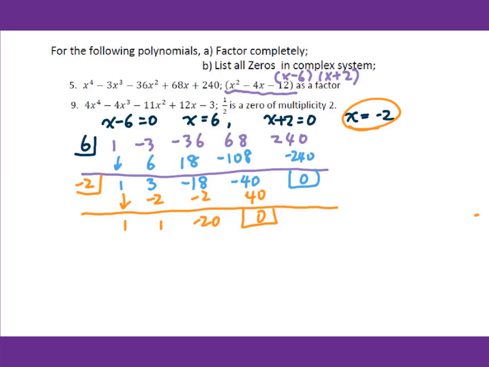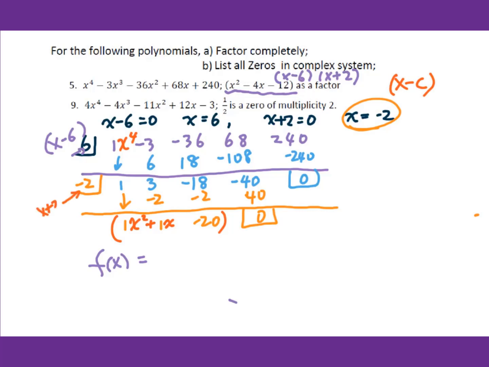Then check the leading term. We have x to the 4th. Now we go to x squared plus x minus 20. That will be the factor. Therefore, f of x equals, from here we got x minus 6. Remember, always x minus c is a factor. So from here I got x plus 2.